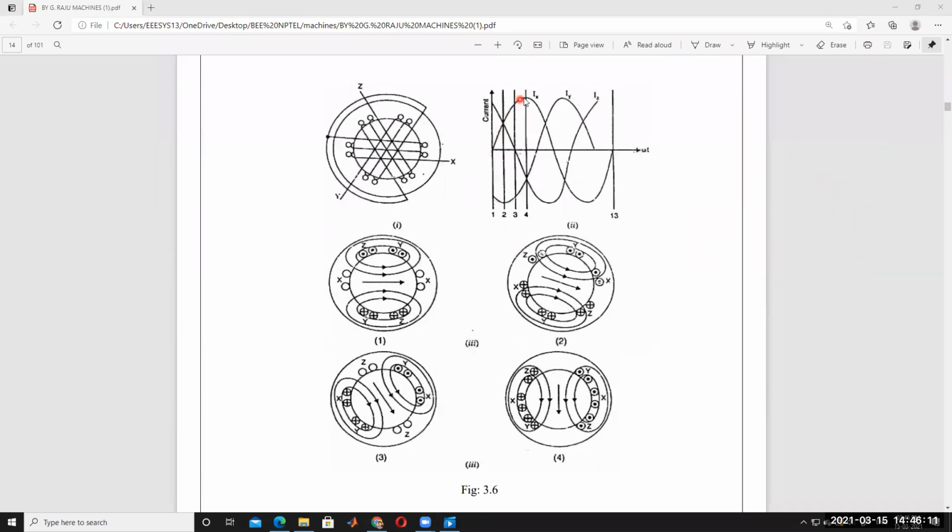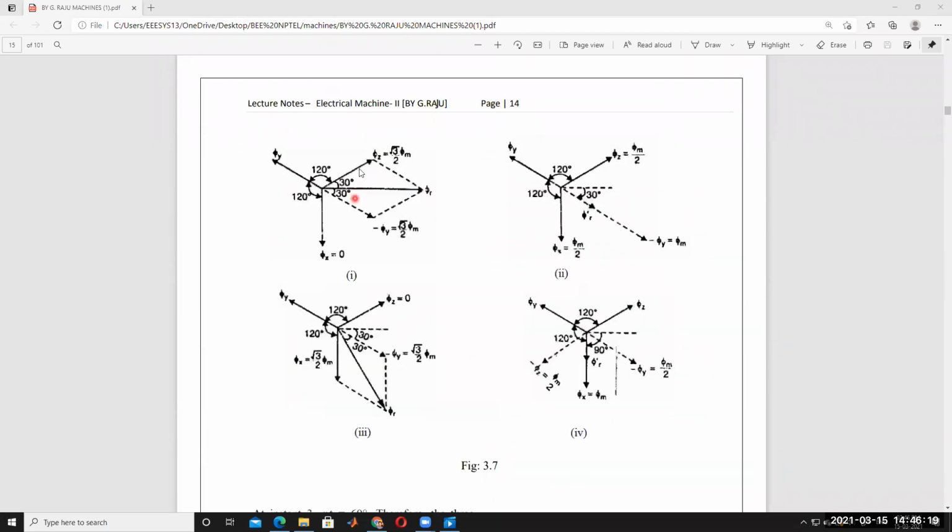So this is our actual diagram. We are concentrating on this first phase at omega t equal to 0. So what is the resultant flux direction? In this direction, right? So the resultant flux direction will be in this direction at omega t equal to 0, the first case. And then at omega t equal to 30 degrees, what is the resultant flux direction? This is the resultant flux direction.